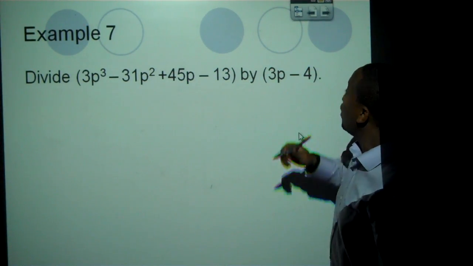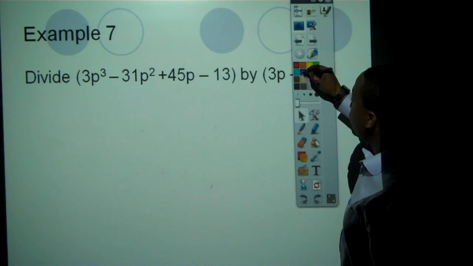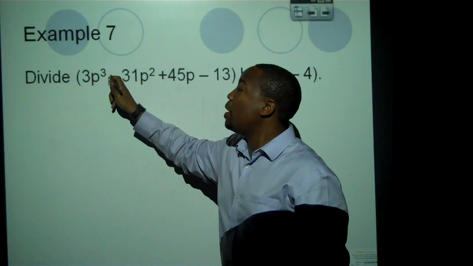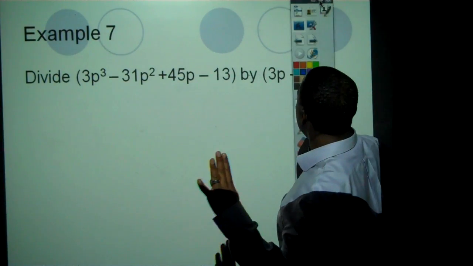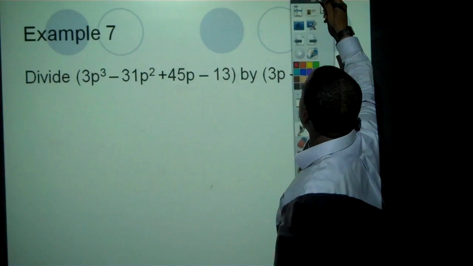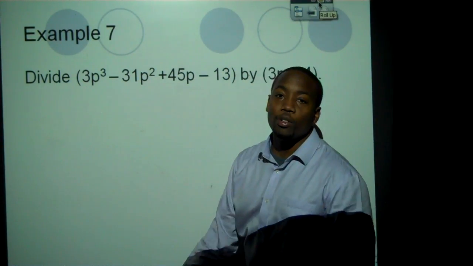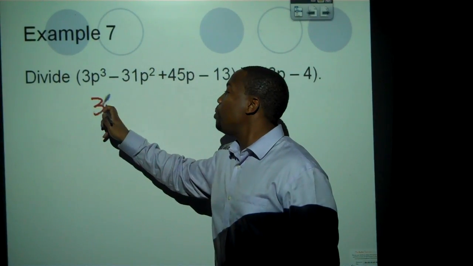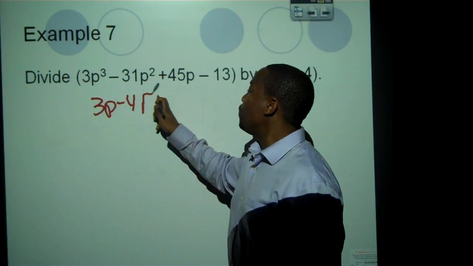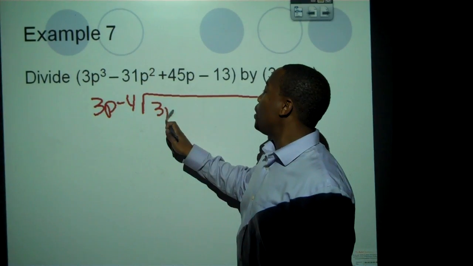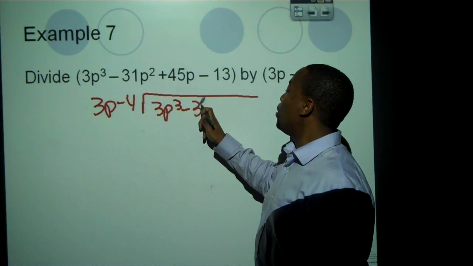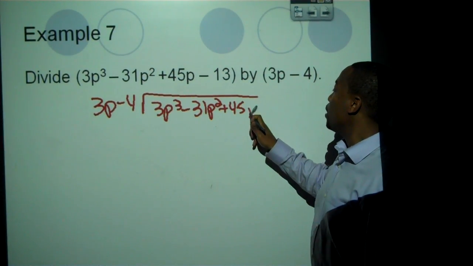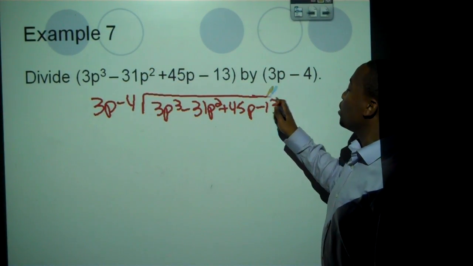Alright, now, based on what I just did a minute ago, is there anything missing here? Anything to the third power, how many terms should I have? I should have 4. Do I have all my 4? Yes, I do. So, let's jump and set it up. 3p minus 4 divided by 3p to the third minus 31p squared plus 45p minus 13.